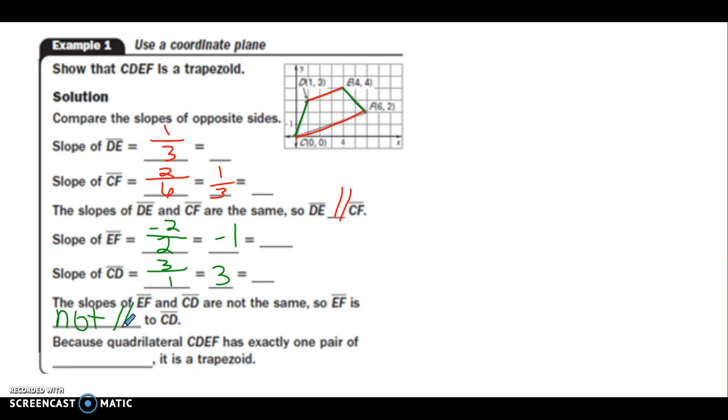So because quadrilateral CDEF has exactly one pair of, what does it have? One pair of parallel sides. It's a trapezoid. So what are DE and CF called? Bases. Those are bases. What about CD and EF? Legs. Those are legs.